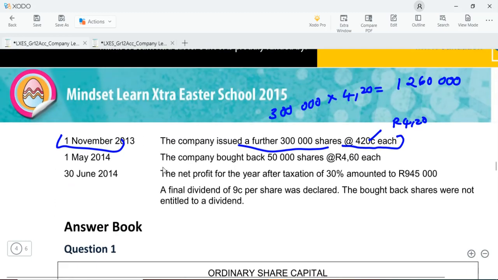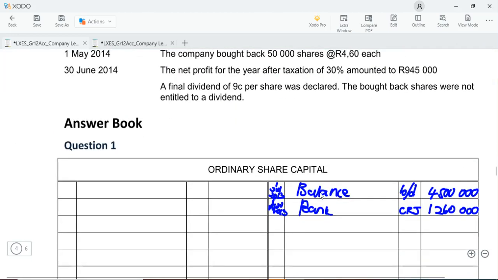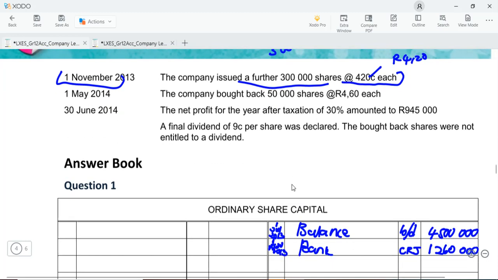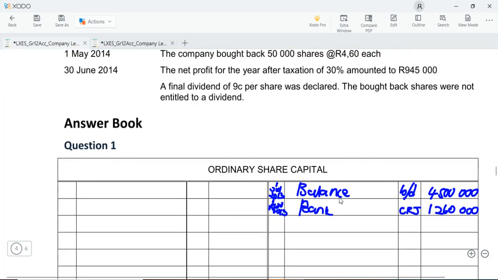Now as we continue further here, they're saying on the 1st of May 2014, the company bought back 50,000 shares at 460 each. So meaning that they bought back some of the shares that they issued, but we don't know which shares because different categories of shares were issued. So let's now try and get the average price. Whenever you deal with repurchase on the ordinary share capital, you use the average price because different categories of shares were issued.